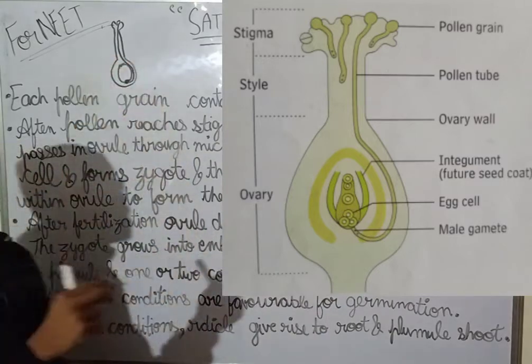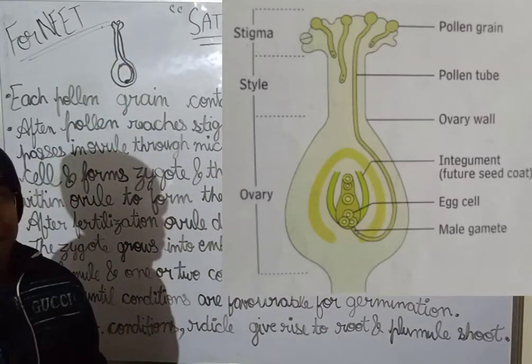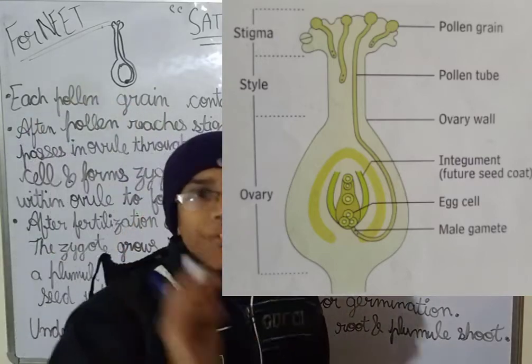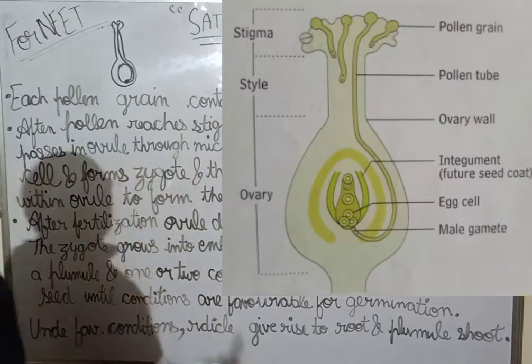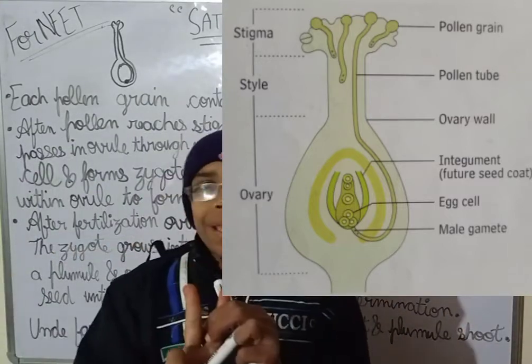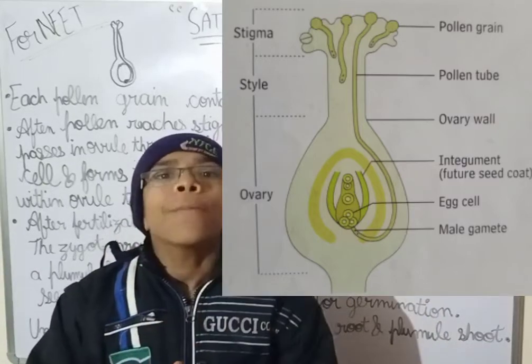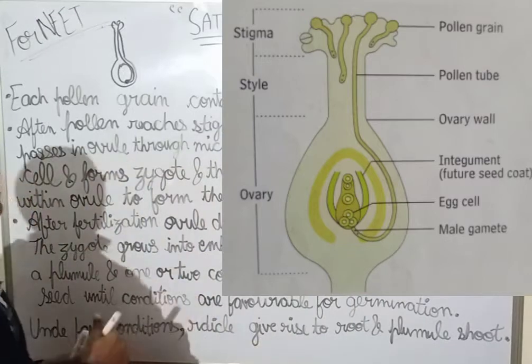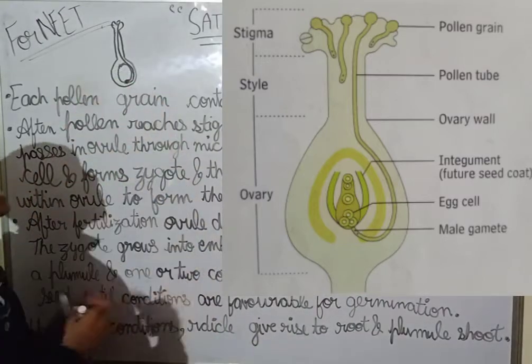In the ovule there are egg cells. These are the female gametes. Egg cells are the female gametes, and I have told you that there are two male gametes in total. Now one of the male gametes, what will it do? It will fuse with the egg cell inside the ovule.